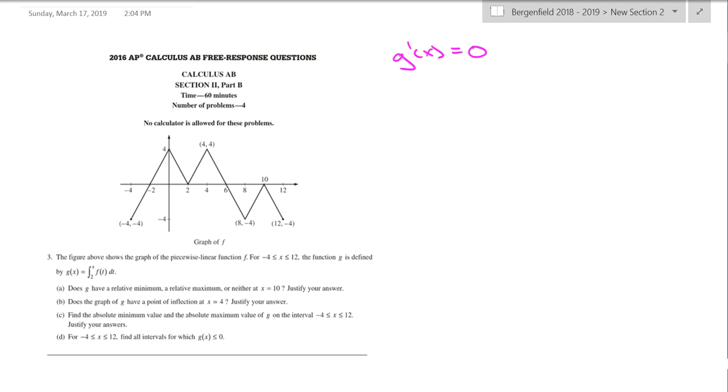I don't like that color. Okay, so here we go.